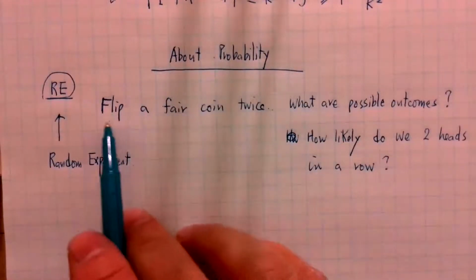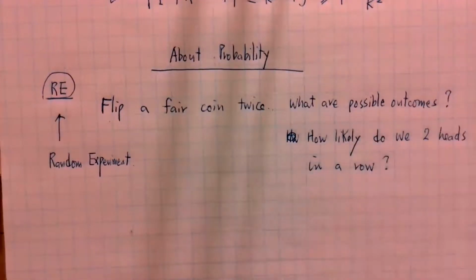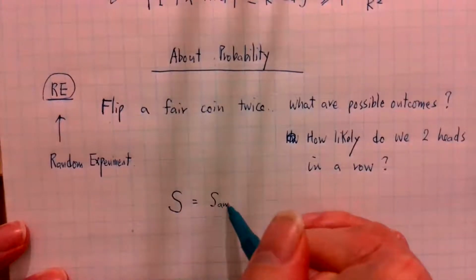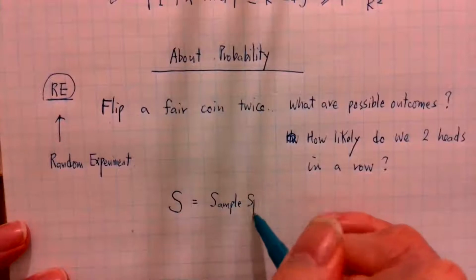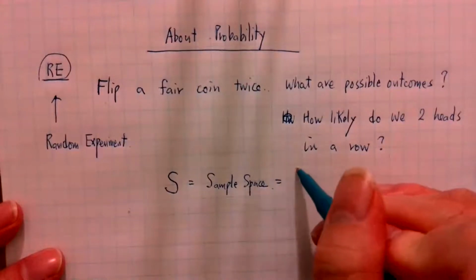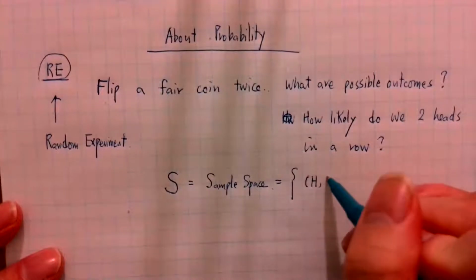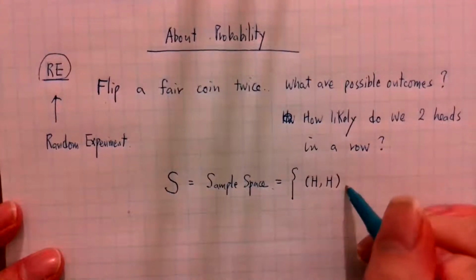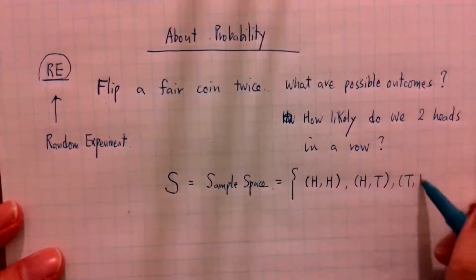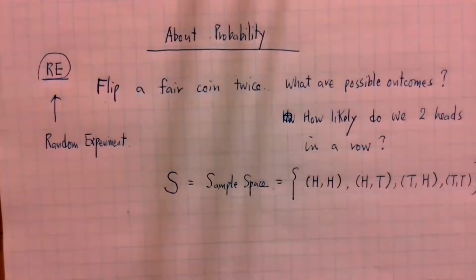So look at this experiment here: flip a fair coin twice. What are the possible outcomes, okay? The collection of possible outcomes is called the sample space. Sample space is a collection of all possible outcomes. In our example here, the possible outcomes are head-head, two heads in a row, or head-tail, or tail-head, or tail-tail.